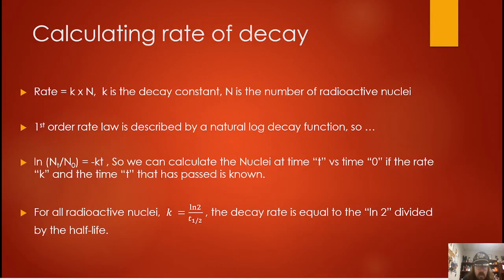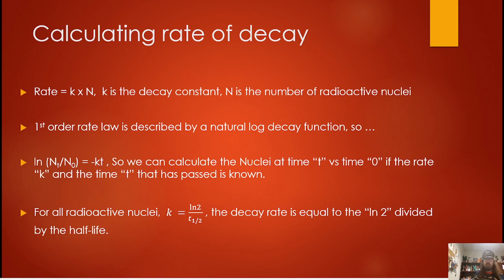But so calculating the rate, if you're just doing a first order differential rate law, its rate is equal to a K constant times N, where N is just the number of radioactive nuclei. You can treat it like a concentration. But since it's often better to use this to measure time, we're going to use an integrated rate law: the natural log of N after some period of time over N initial, N at time 0, is equal to negative K times the time T.